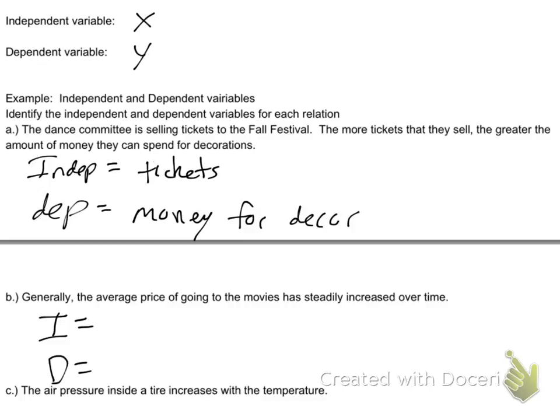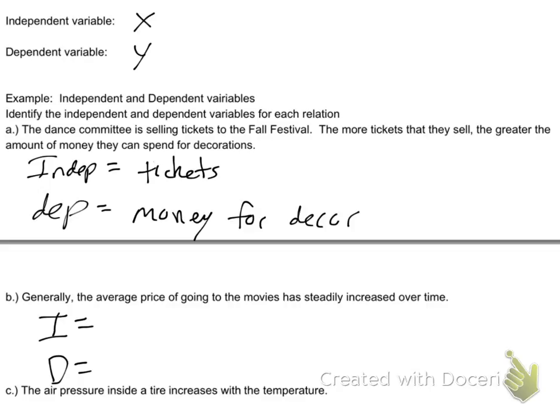Steady increase of what? Time. Price would be what? Average price being the independent. So who depends on who? Does the price depend on time, or does time depend on price? Price depends on time.